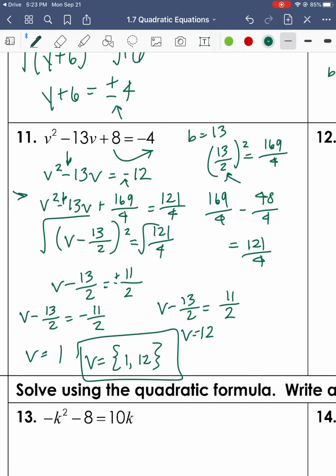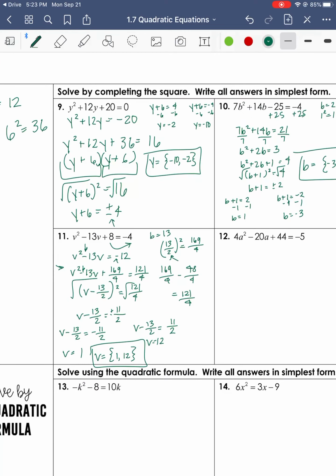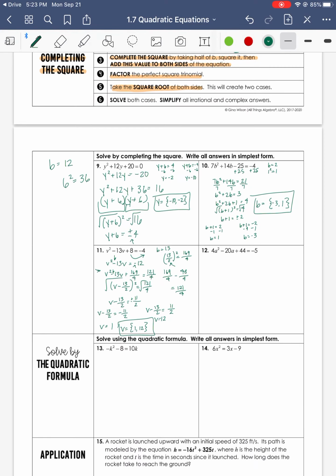Okay, I kind of blew through that one, so make sure you take a minute here to do this and that you understand it.